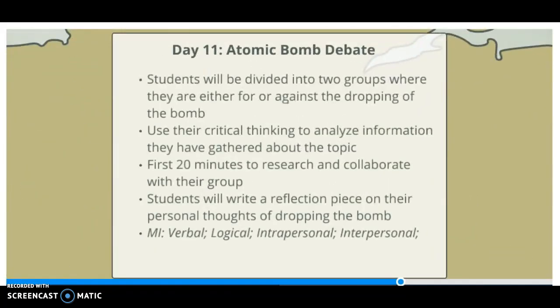So day 11, atomic bomb debate. They break into 2 groups. They'll be given some time before the debate to formulate thoughts, ideas, theses, and some counterarguments, and then they will have a debate, and then they need to write a reflection paper on their personal thoughts about dropping the bomb, regardless of the side that they were on in the debate.